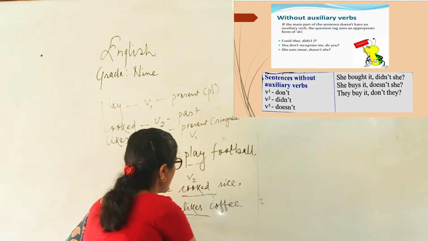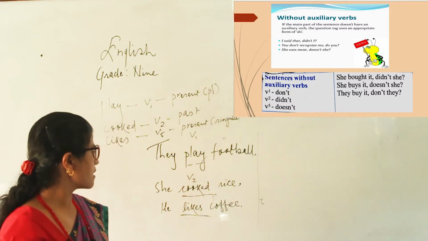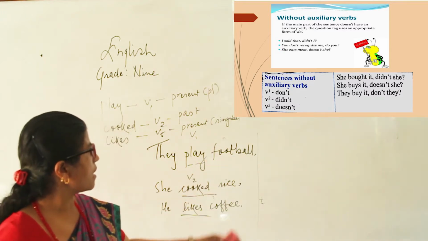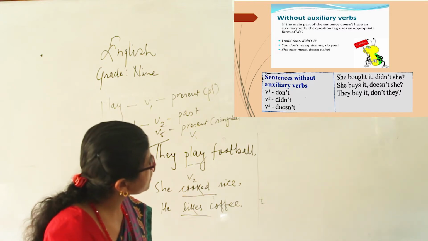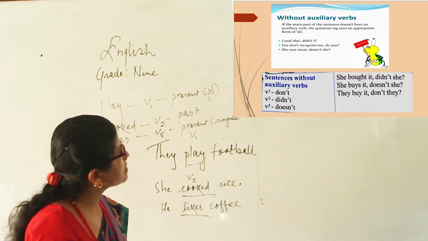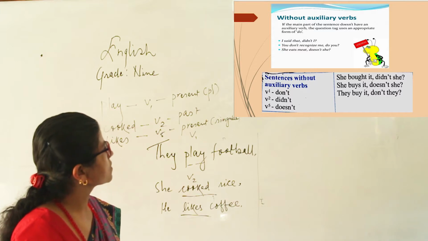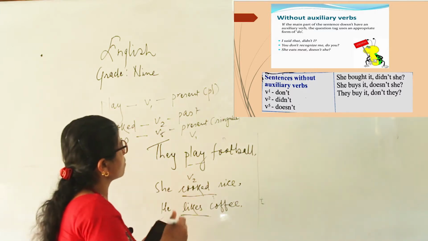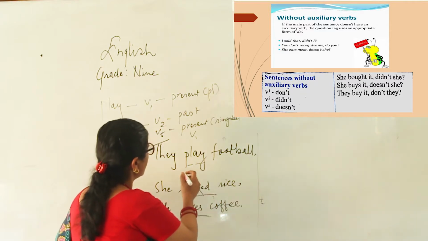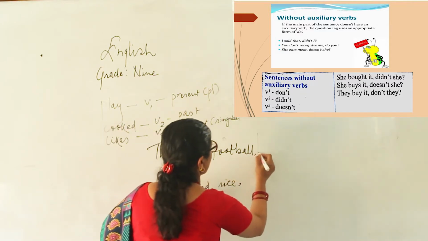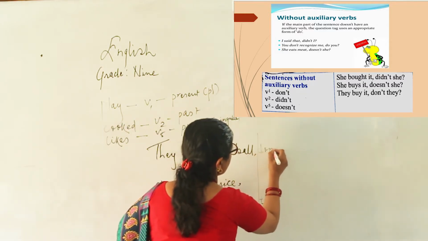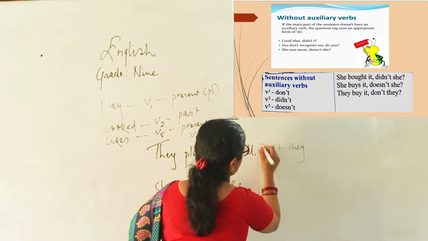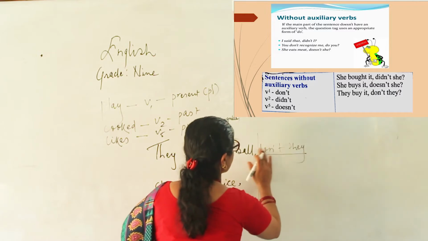And the third one, that is likes. Likes means B5. For B5, what is used? Does not, I have mentioned there. So you see, bought it, didn't he? He buys it, doesn't he? They buy it, don't they? You can see the examples there also. And here also you can see, they play football, don't they.